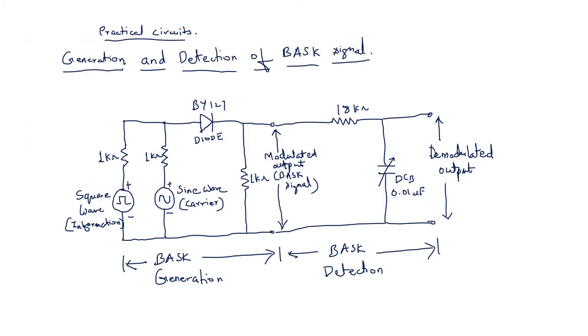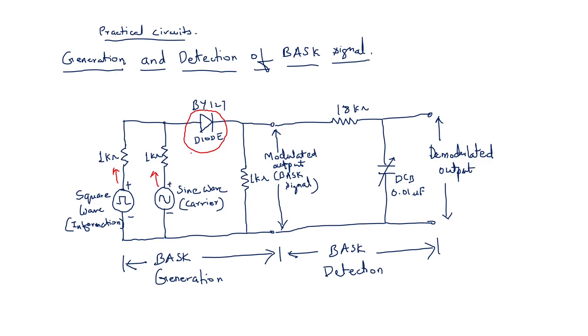Then if you go to see a practical circuit, you can have generation and detection of BASK signal with a practical circuit. So here you can see you are using a diode, and to that diode you are giving two inputs. One is your information wave, which is a square wave. This is one input. And one is your high frequency carrier, which is a sine wave. This is the other input.